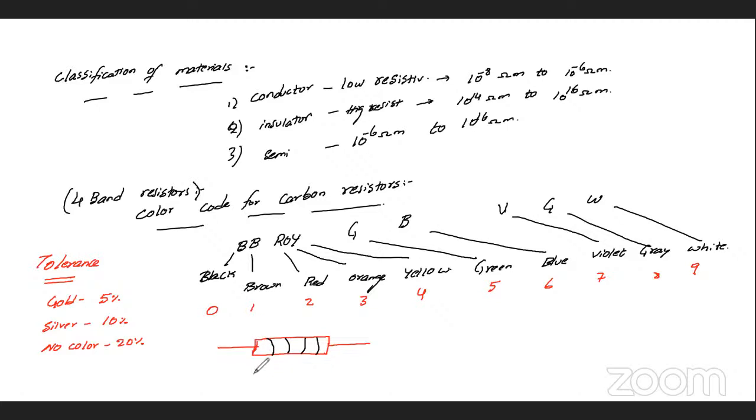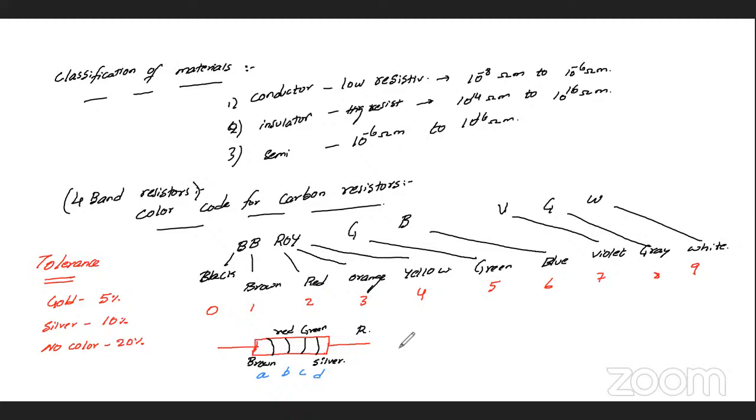Let's give the colors: the first one brown, the second one red, the third one green, and the fourth one silver. Remember, in color coding, the last band towards the right side carries the tolerance colors like silver, gold, or no color. So let's label the bands A, B, C, and D.